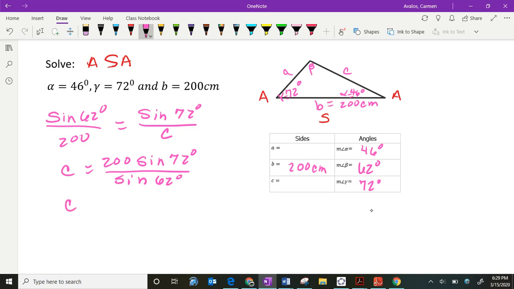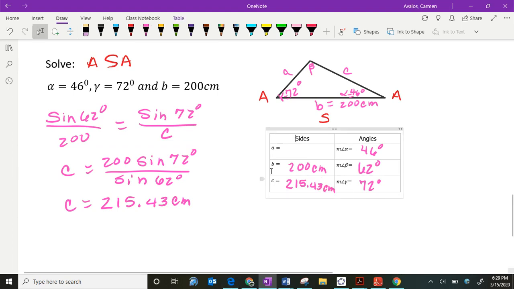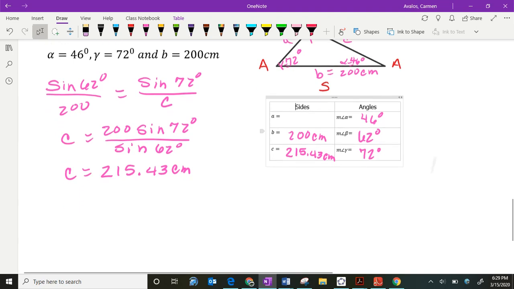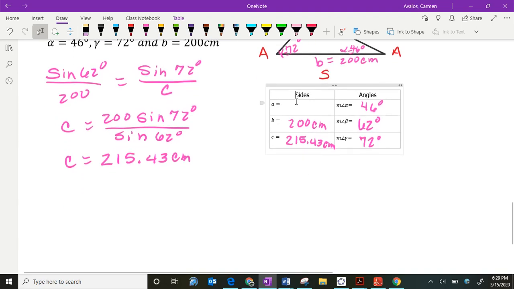And then that gives you for the side C, it's going to be 215.43 centimeters. And that is opposite the biggest angle. And so far, it's actually fitting in there correctly. So that means that A has to be smaller than 200 and 215 since this is the smallest angle.